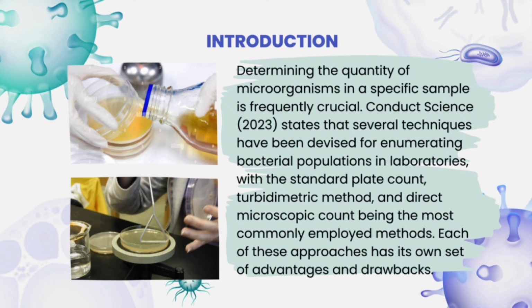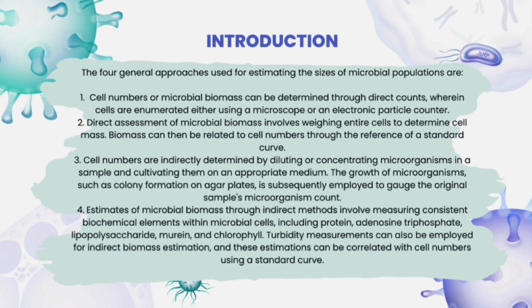Several techniques have been devised for enumerating bacterial populations in laboratories, with the standard plate count, turbidometric method, and direct microscopic count being the most commonly employed methods. Each of these approaches has its own set of advantages and drawbacks. There are 4 general approaches used for estimating the size of microbial populations.